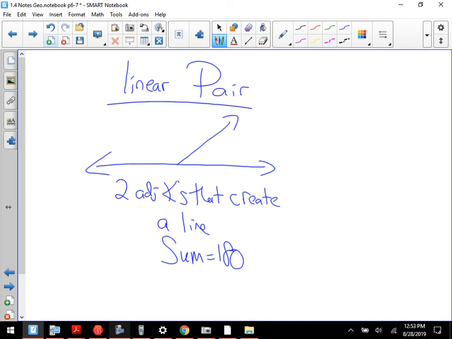All right. So, complementary, 90, supplementary, 180, linear pair, 180.